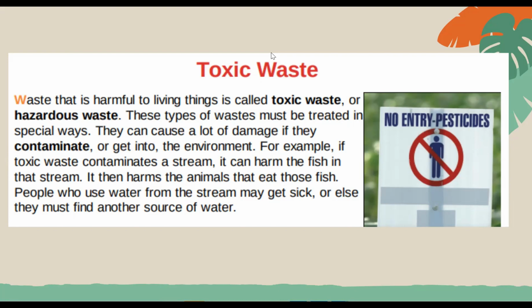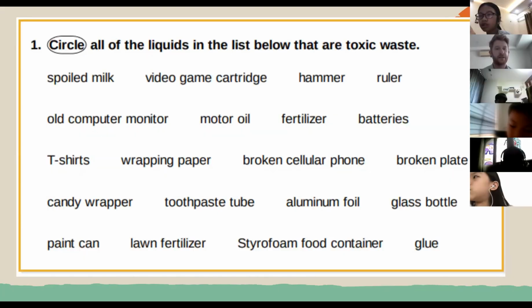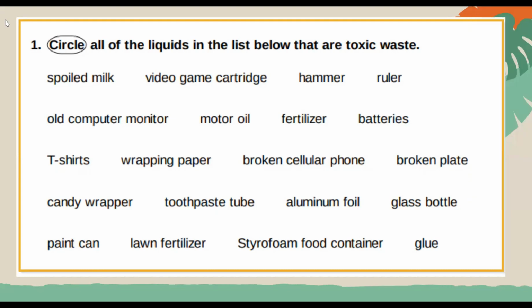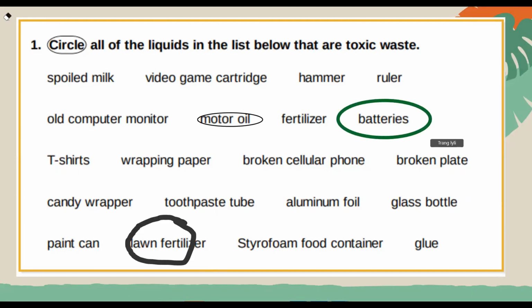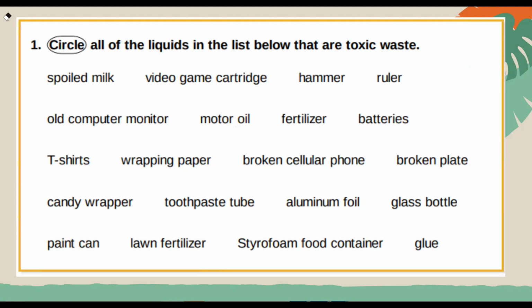Yep, cool, exactly. So that's the exact point. The toxic waste can contaminate water. If it contaminates water, it can damage the environment, the living things in the environment. Draw a circle around something that is toxic. We'll go through more of this tomorrow and we'll finish it off.